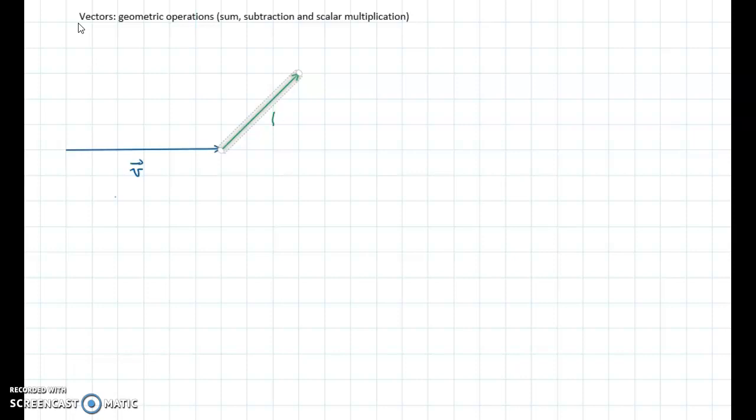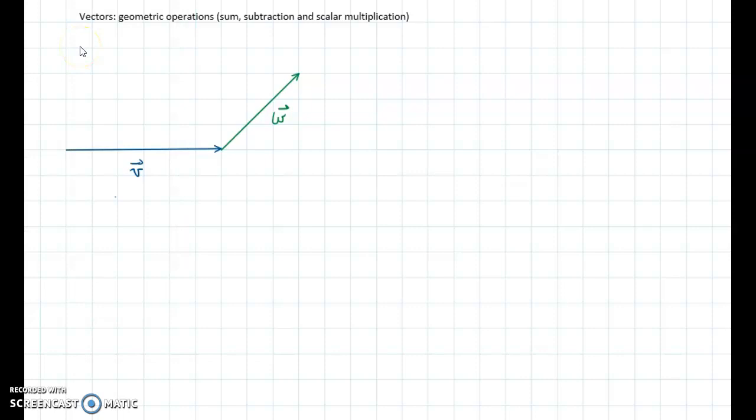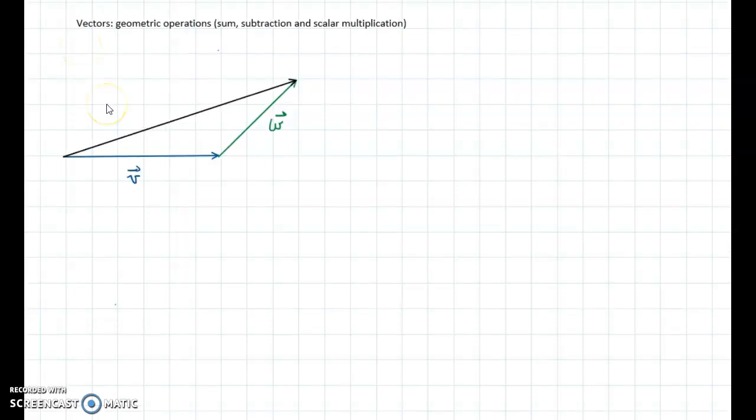So over here, this is my vector w. So the vector sum determined by them is going to be a new vector that starts where v starts and ends where w ends. So this is my vector v plus w.